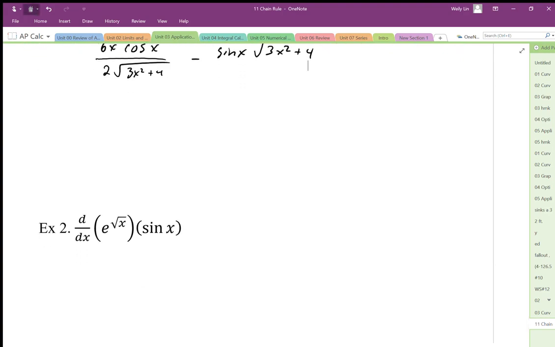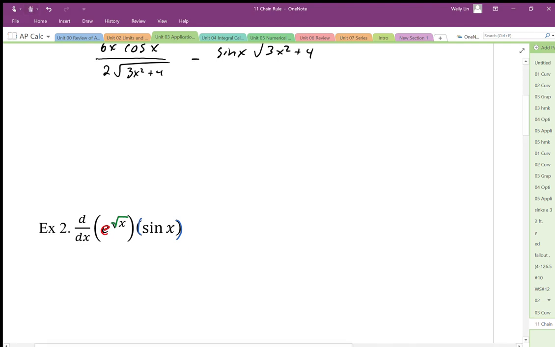I'm going to have an outside function here. This is my e function. And then inside the e, I've got an embedded square root function. Okay, and then I also have my product function here. So what does this look like?